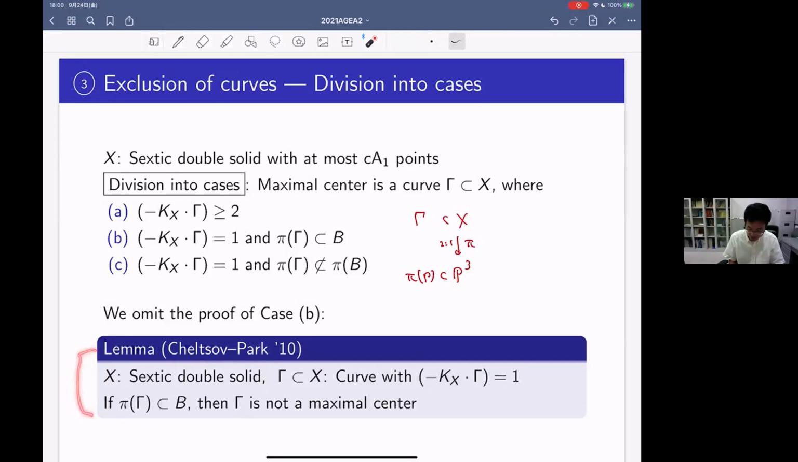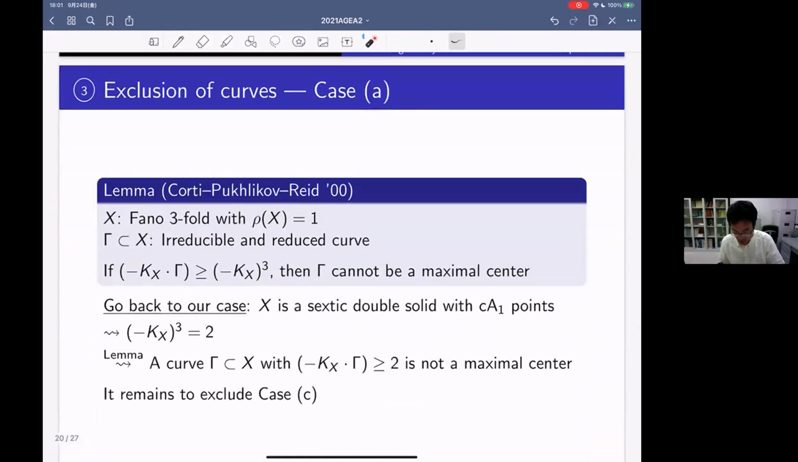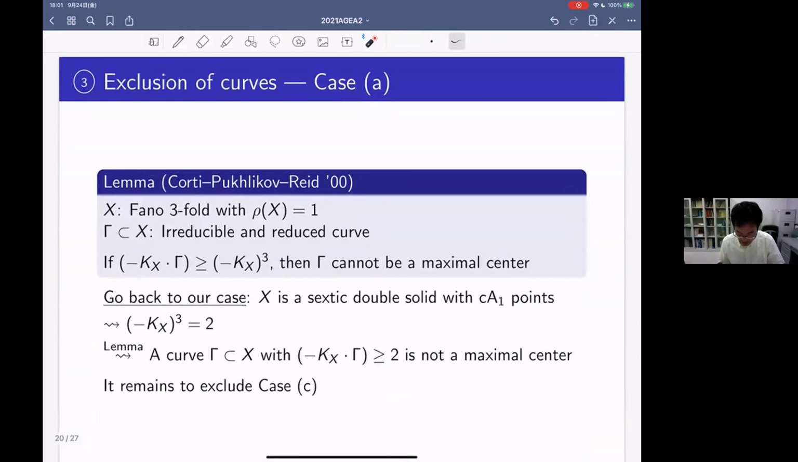prove the following. So let X be a sextic double solid without assuming some singularity. So arbitrary sextic double solid, and let gamma be a curve with anti-canonical degree 1. And if pi gamma is contained in the branch divisor, then it is not a maximal center. So I don't explain the proof, but this case is known previously by Chertoff-Pax. So let's consider case A.